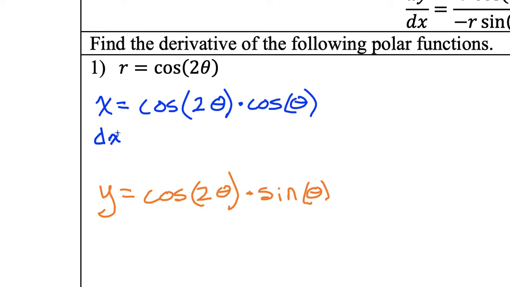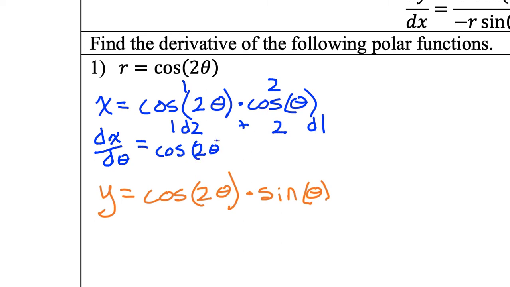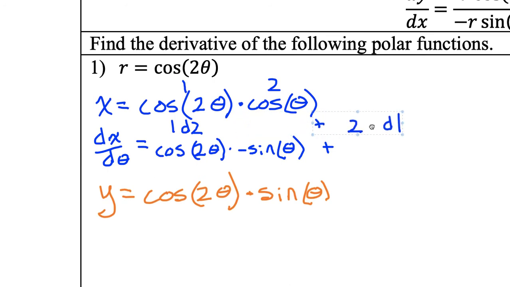So let's find dx d theta. And that is equal to, okay, this is our 1, this is our 2. So 1d2 plus 2d1. I'll write it down. 1d2 plus 2d1. All right, so 1 is cosine of 2 theta, and I multiply that by d2. The derivative of cosine is negative sine of theta. Okay, then I need to add, and by the way, I should spread these out so that they look better. That's plus, and that's my d1, d2 is right there.